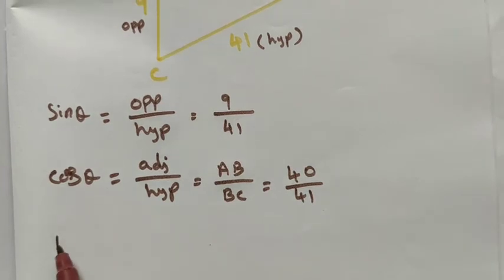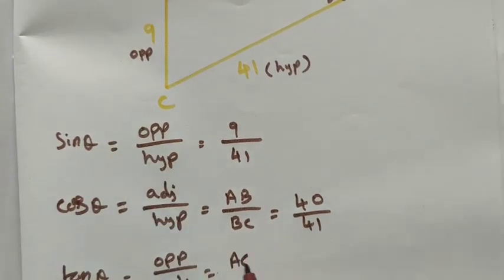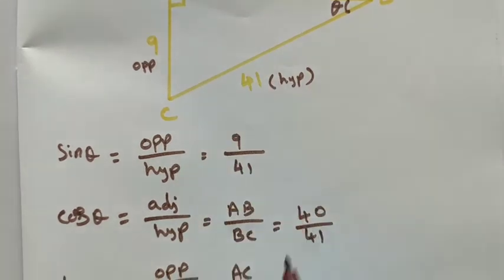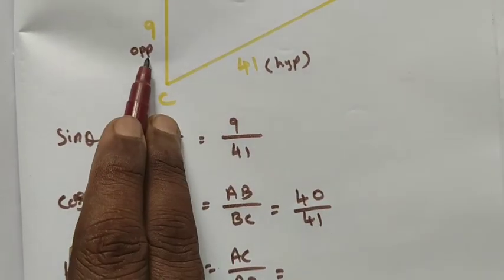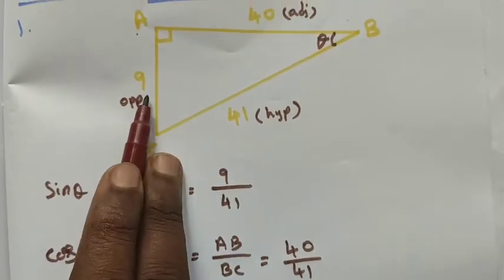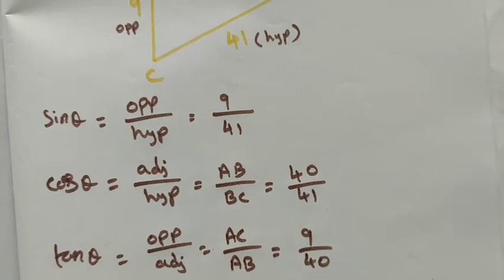Then tan theta is equal to opposite side divided by adjacent side. See, the opposite side is AC, the adjacent side is AB. AC is 9, AB is 40. So 9 divided by 40.